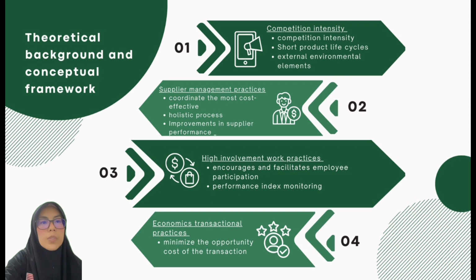High involvement work practices are the ways in which a company encourages and facilitates employee participation in the integration and management of its operations. There are two aspects of high involvement work practices. First, the buyer and seller relationship. Second, the buyer and seller's ability to work together effectively and efficiently using a variety of tools. Supplier evaluation, feedback, and continuous performance index monitoring are the three pillars of the direct involvement framework for high involvement work practice.